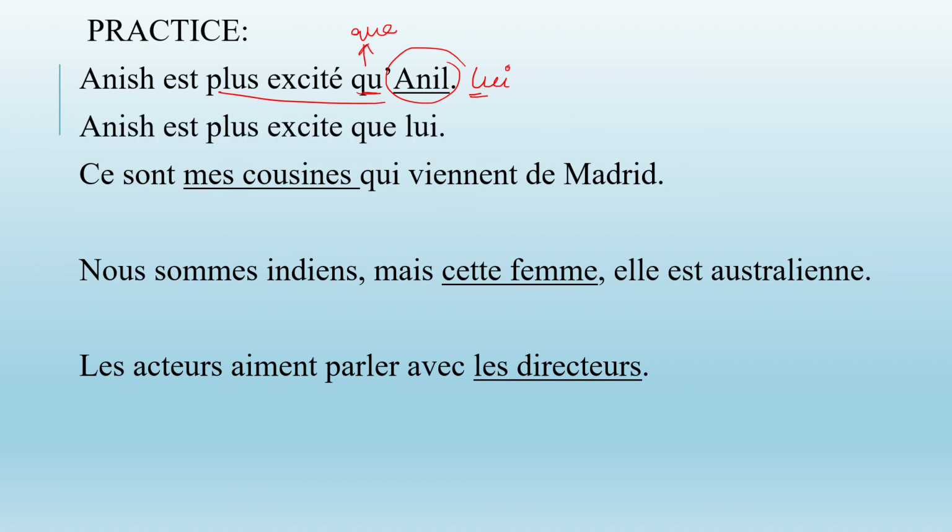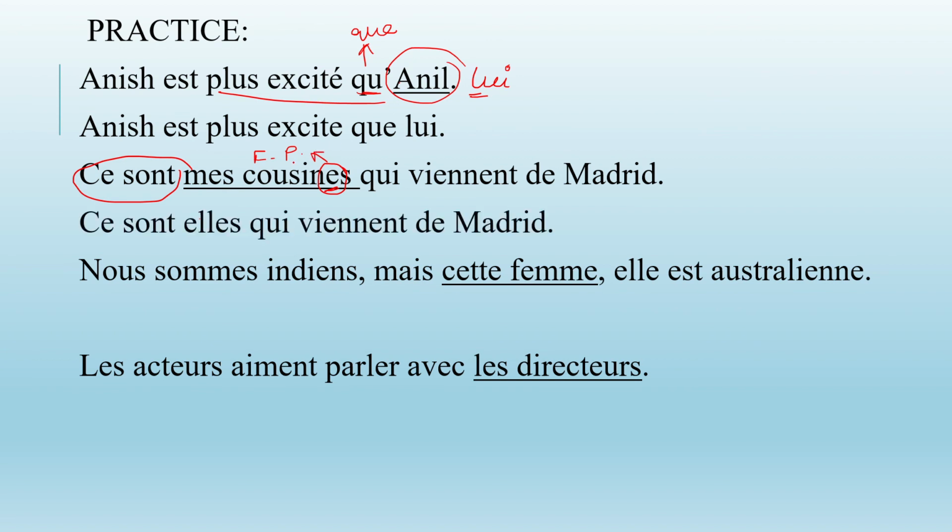Next one. Ce sont mes cousines qui viennent de Madrid. So ce sont is the trigger here. You know that the underlined part that comes after ce sont has to be substituted with an emphatic pronoun. So which one here? Mes cousines. Be careful. Mes cousines is feminine plural. Don't miss the E and think it is mes cousins, masculine. No, the E is there, which indicates the feminine gender. So it will become ce sont elles qui viennent de Madrid.